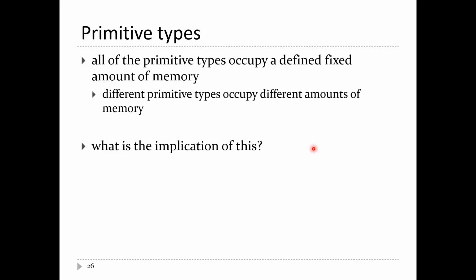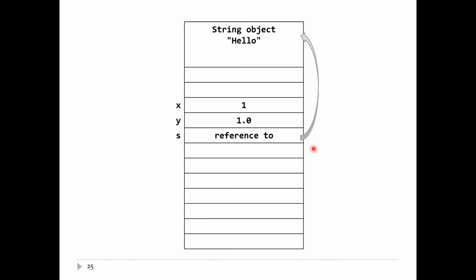Now, there's an implication with all of this, and it's not quite clear in these pictures. In each row of this picture of memory that I'm showing you, you can only store one thing. So here I can only store the value 1. I can't store the value 1 and 2 and 3. I can store the value 2 here, but I have to overwrite the 1. Similarly here, I can store the value 1.0, but I can't store 1.0 and 3.0 and 5.0. I can store a different value here, but I overwrite the value that's sitting here.